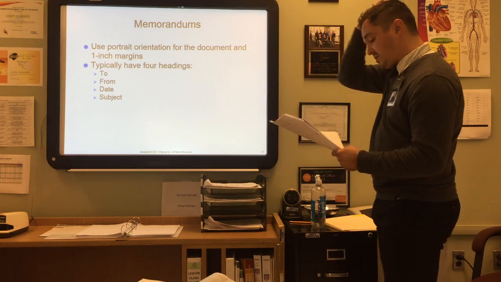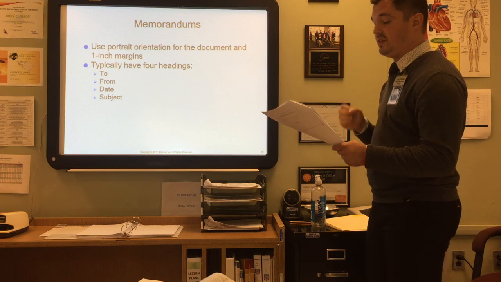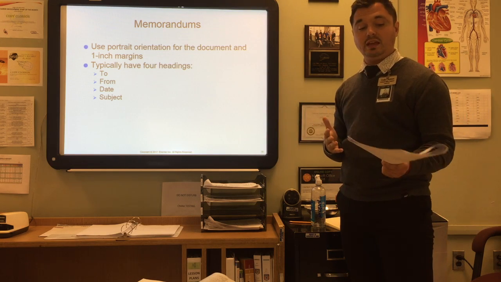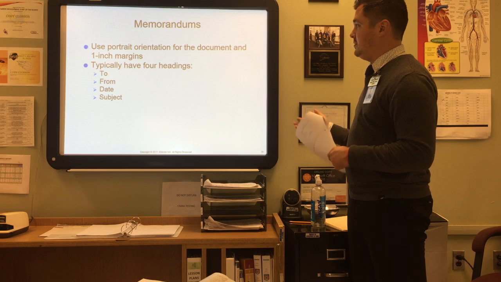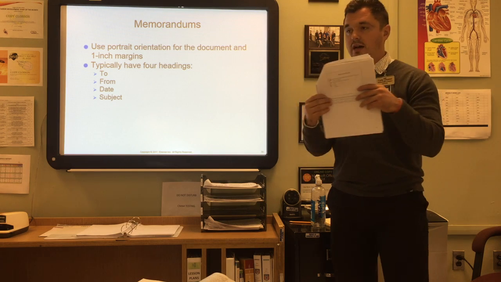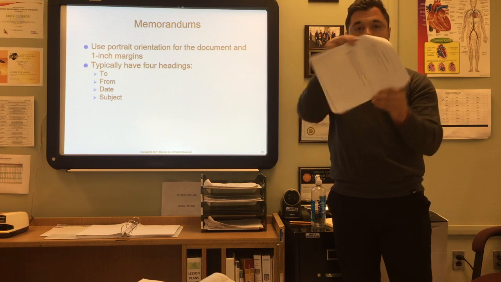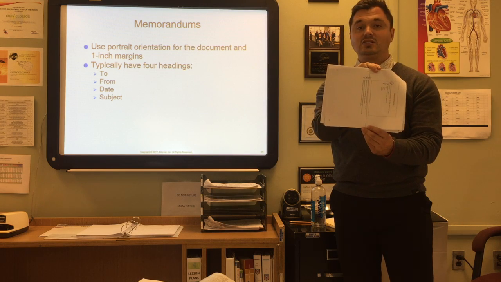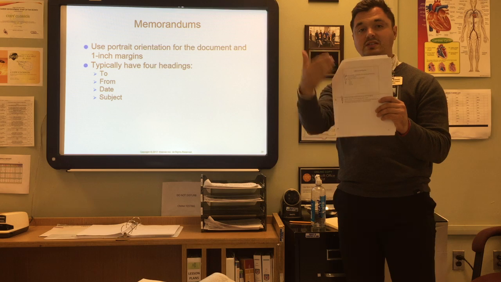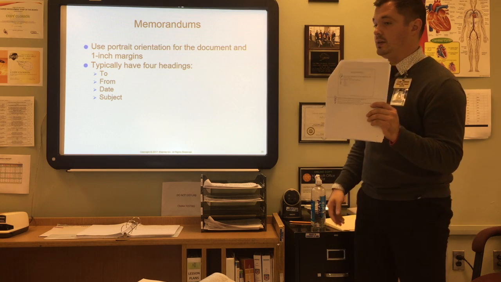And then you have memos. So memos are communication documents within an agency. So things you send out within the clinic. So it's important to use portrait orientation and 1-inch margins. So this would be portrait orientation. This is landscape orientation. So whenever you send memos out, it's always going to be in portrait orientation.